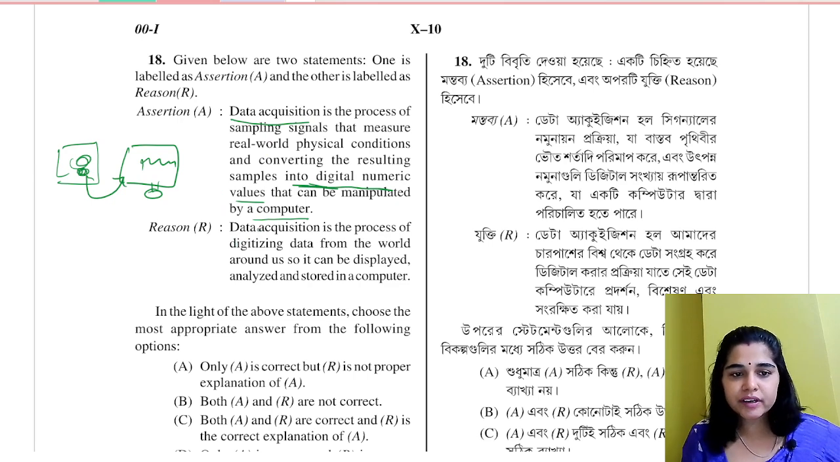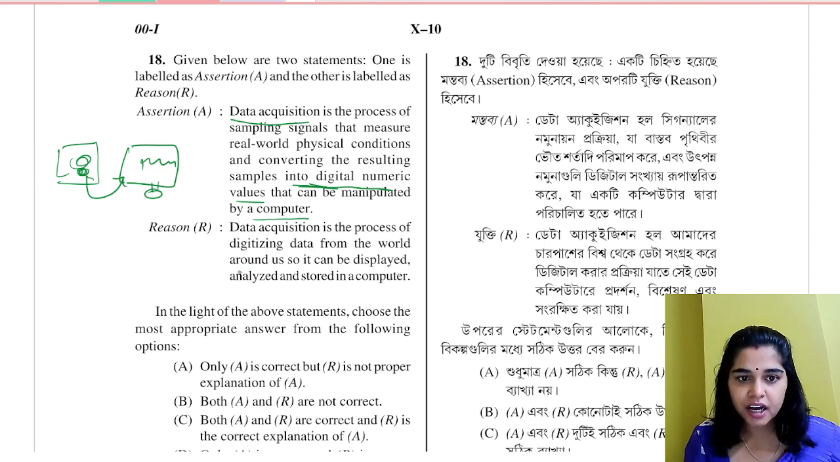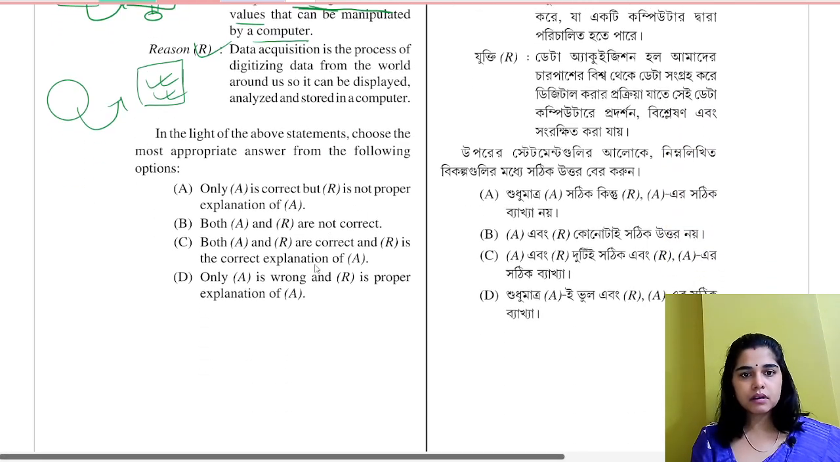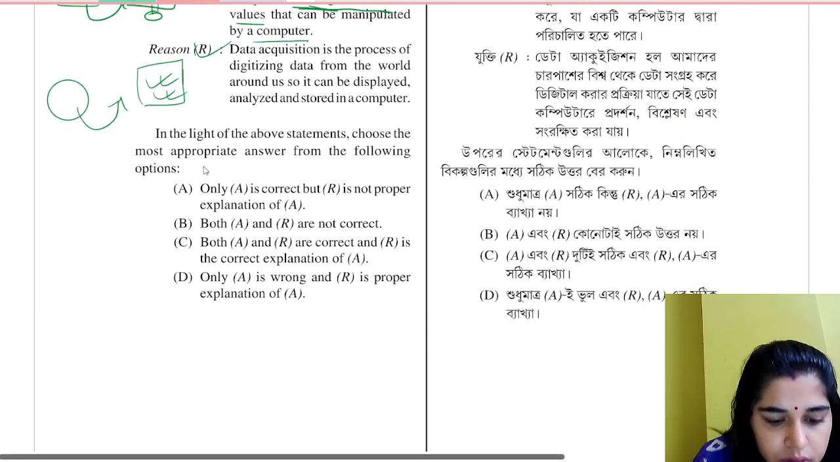And here the reason is what? Data acquisition, the process of digitalization of data from the world around us, about the society around us. And what is it doing with this? We are converting it so it can be displayed, analyzed and stored in a computer. What do you do with it? You store it digitally, in a way you are converting it digitally. So both are correct, and the assertion is also correctly explaining the relation. So the answer will be C.